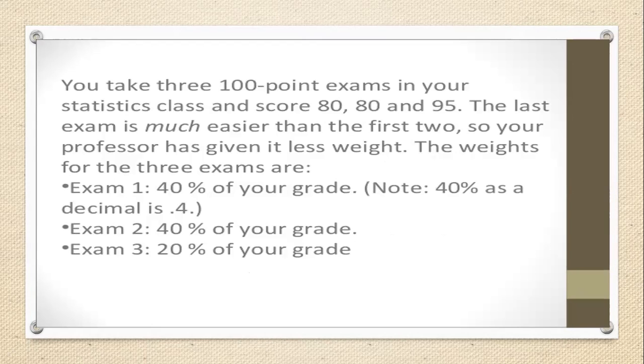For example, you take three 100 point exams in your statistics class and score 80, 80 and 95. The last exam is much easier than the first two, so your professor has given it less weight. The weights for the three exams are this: exam 1 is 40% of your grade, exam 2 is 40% of your grade, and exam 3 is 20% of your grade. Now 40% means 0.4, and 20% means 0.2 out of 1.